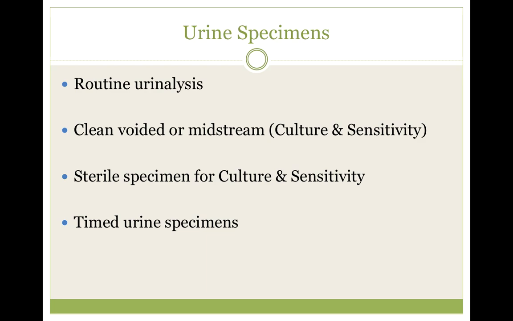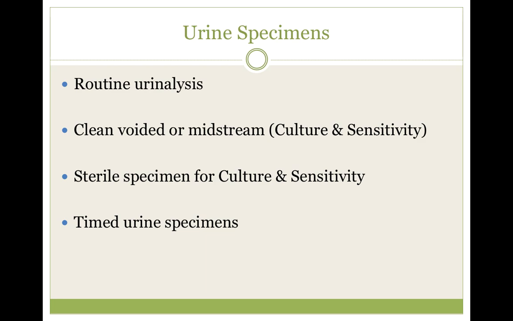So routine urinalysis is going to be a clean specimen. It can be collected during normal voiding or from an indwelling catheter or urinary diversion collection bag. But we do not want to collect this from an indwelling catheter drainage bag, because that urine has been sitting there, it's not freshly voided, and it may give us false results. So you want to make sure that your patient is clean if it's during normal voiding, and then there are special ports that we can use to get it from the catheter that we'll talk about in the lab.